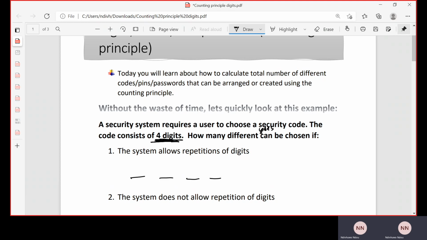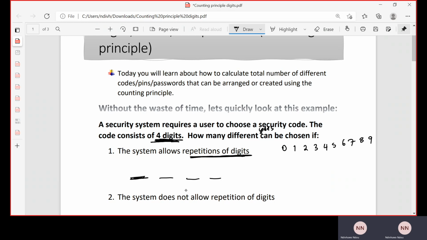Now in counting principle, don't forget, we think about the number of choices or options that we have in a particular case. In this case, it's about digits. So you must think, how many digits do you have to choose from? It is 0, 1, 2, 3, 4, 5, 6, 7, 8, 9. So in total, there are 10 digits that you can choose from. It's 1 to 9, which is 9 digits, and including 0, making it 10 choices.